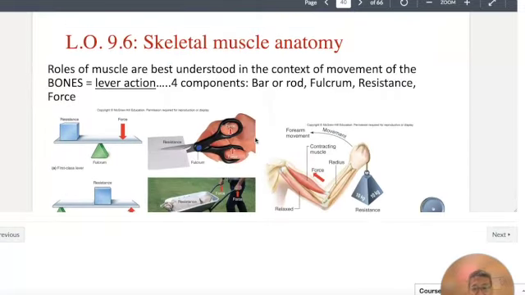So here in the skeletal muscle, we need to learn some of these anatomy things. It's a lot to memorize, but you've got to keep repeating it, and you'll understand a lot more.